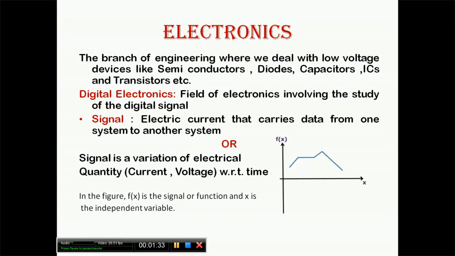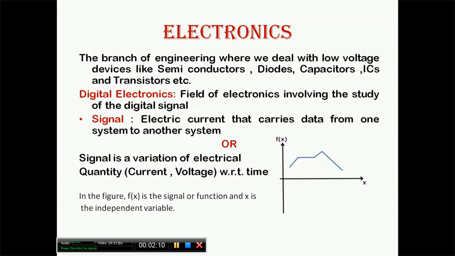So now we start with what a signal is. A signal is an electric current that carries data, and we want to carry that data from one system to another. So that data is transmitted in the form of signals. In short, we can say that a signal is a variation of an electrical quantity. That electrical quantity can be the current or the voltage with respect to time.